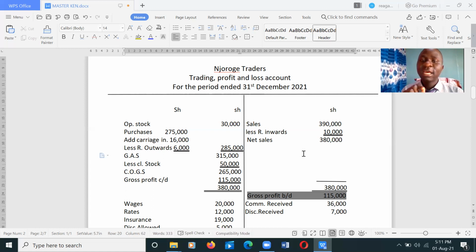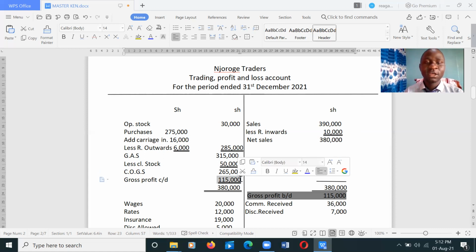So therefore, returns inwards are subtracted from sales to get what you call net sales. That's why I took 390,000 minus 10,000 to get 380,000. Remember we got our COGS as 265,000 and net sales as 380,000. Now it's important that we get GP. GP is equal to sales minus COGS. So the difference between 380,000 and 265,000 is 115,000.